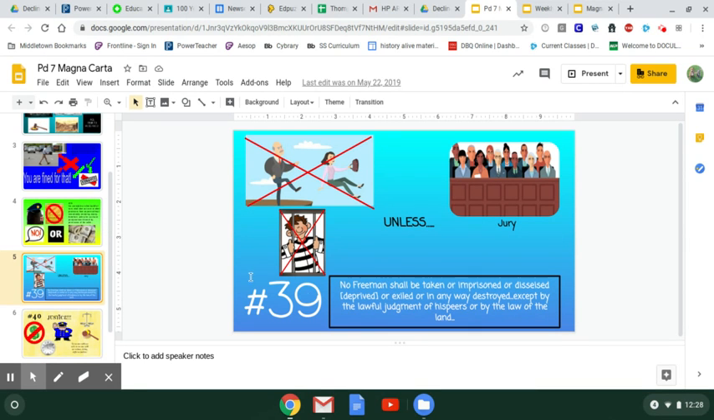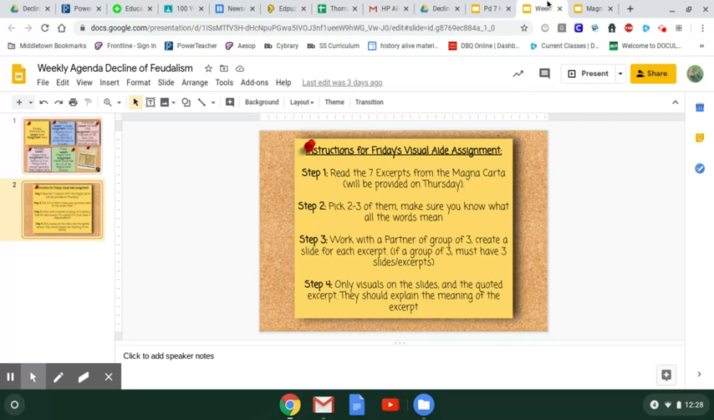I'm not going to linger on it too long. Here's number 39. No free man shall be taken or imprisoned or deprived or exiled in any way, destroyed, except by the lawful judgment of his peers or by the law of the land. So it means you should not be thrown in jail unless you have a jury. These are the peers. Really simple, and that's all you have to do, okay, for 2 to 3 of them.